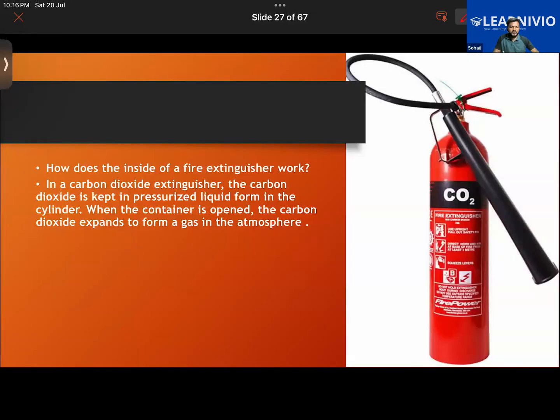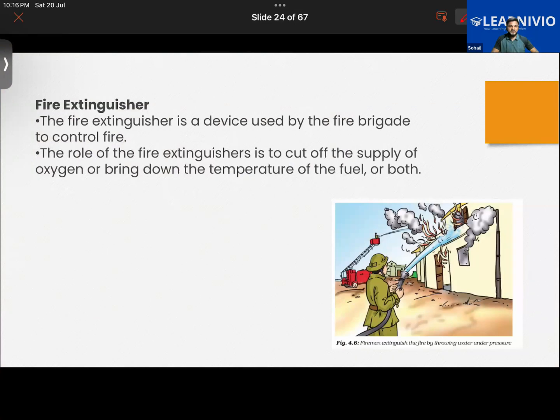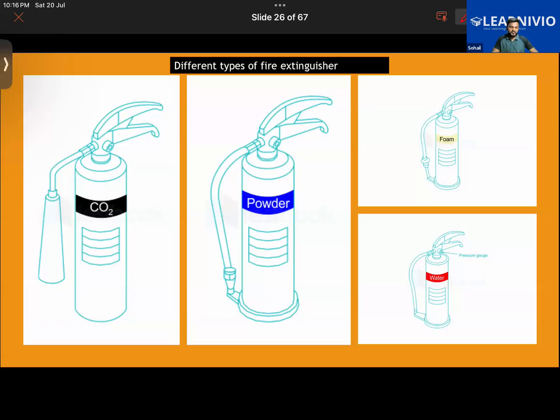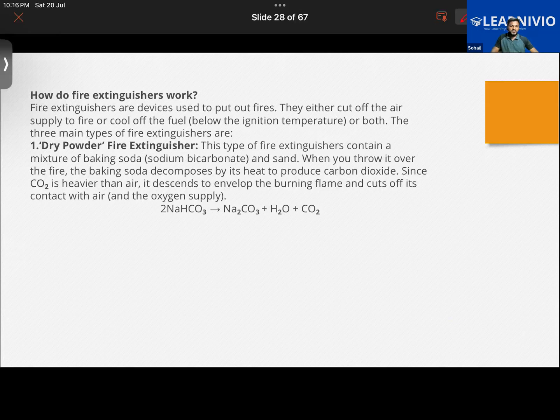When you are using this carbon dioxide gas fire extinguisher, what does it do? Will it be reducing the ignition temperature of the fuel, or will it be cutting off the supply of air? It will cut off the supply of air. Exactly. Or in this one, this person is pouring water over the burning house. So here he is lowering the ignition temperature of the fuel. So either of two things will be done, right? The most common fire extinguisher is the dry powder fire extinguisher, basically the carbon dioxide fire extinguisher.